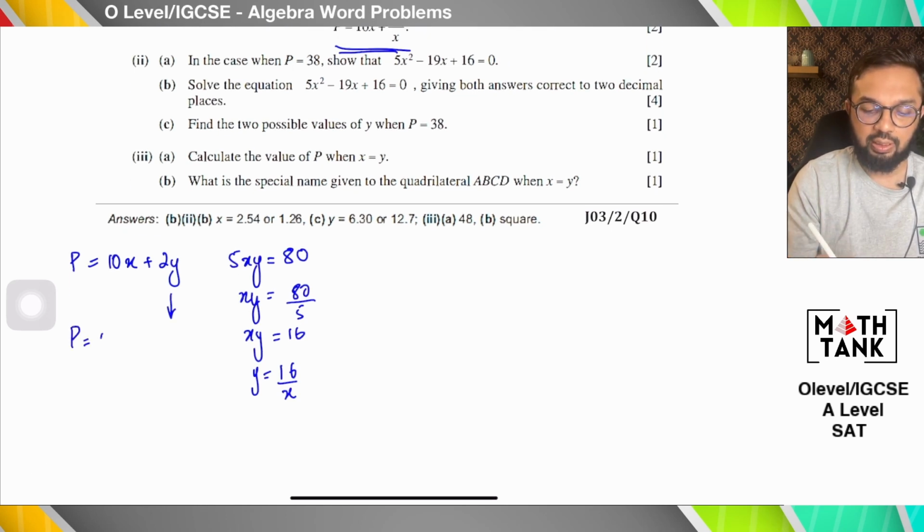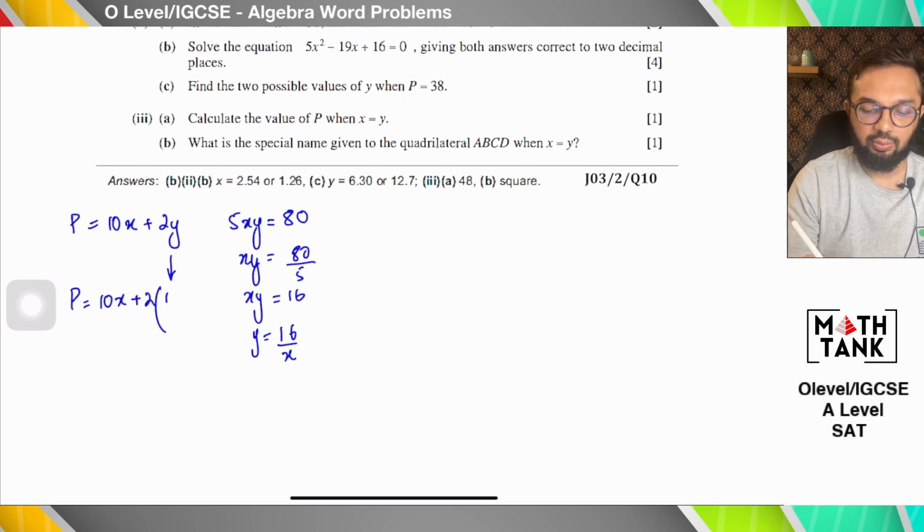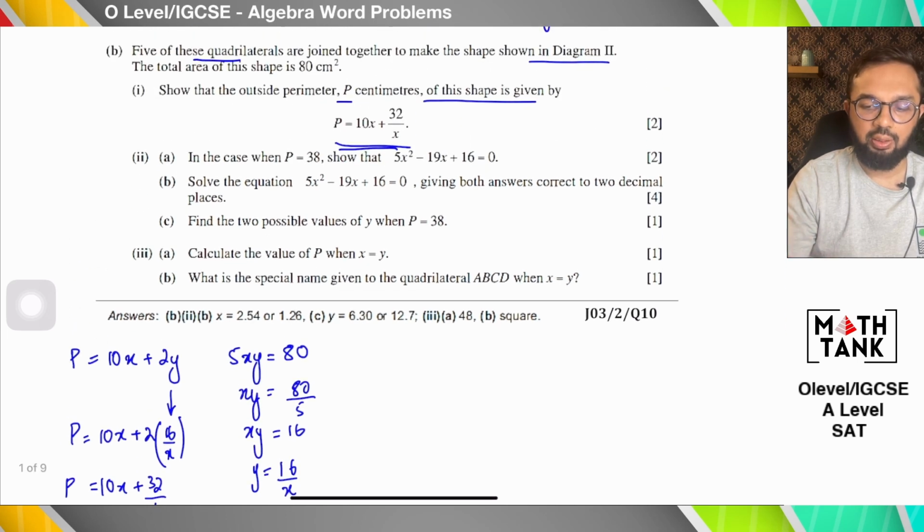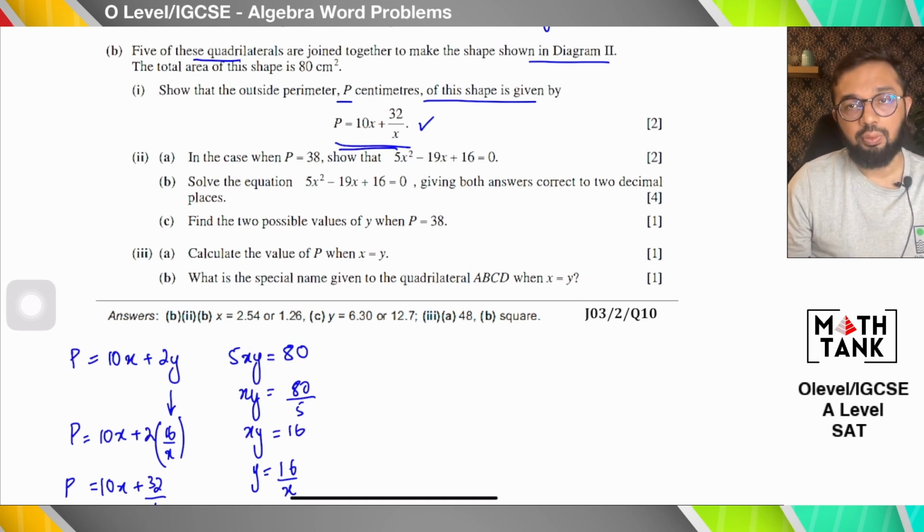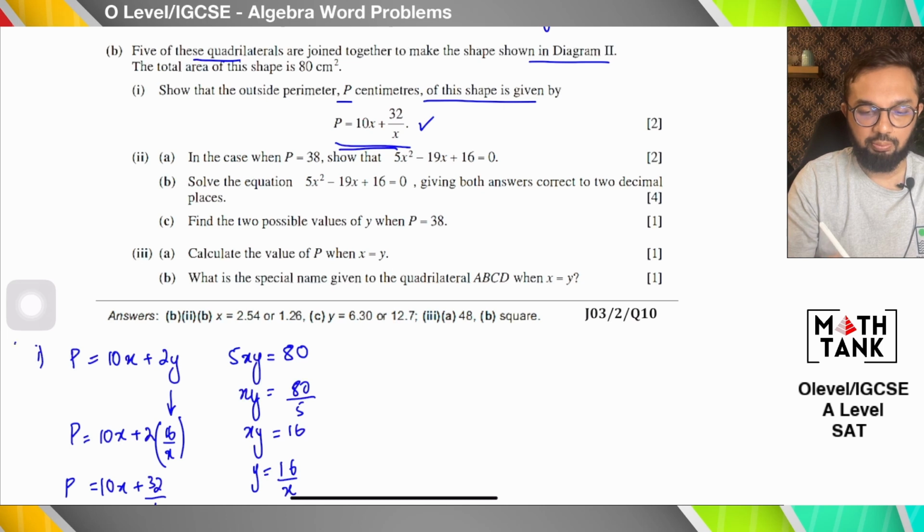I'm creating a substitution out of here and replacing it here. Let's see if we get our desired answer. That's what I was trying to prove. So I get 16 over x. That gives me 10x plus 32 over x. So I have the perimeter that the question was asking me about. Since I didn't have y, I created a substitution for y, and then I've used it in the next part. That's part b1. Then we have b2, and we have a after that.